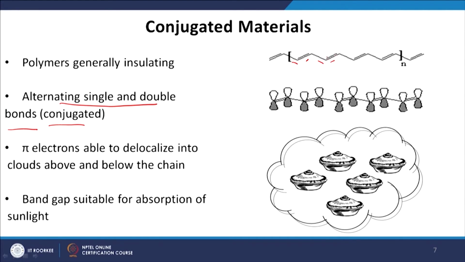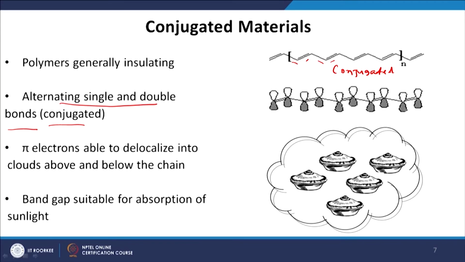So the double bond is represented by these two lines and the single bond is represented by the one line. This kind of structure is called a conjugated structure, and this kind of polymer is called a conjugated polymer.